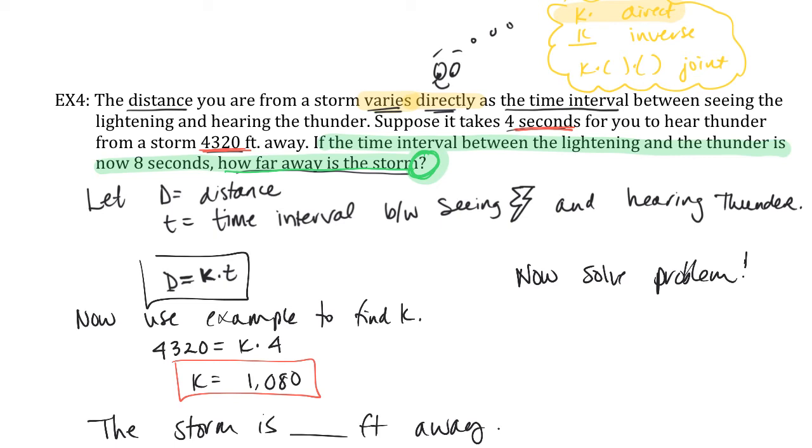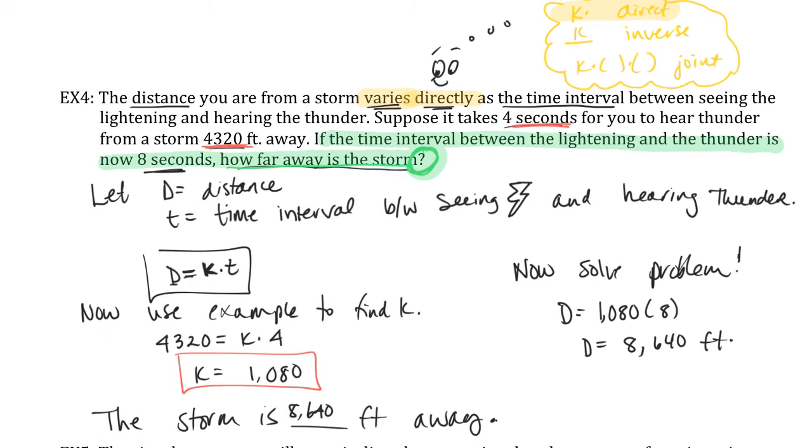Okay, so all this work and I haven't even solved the problem yet, but that's okay, right? Now we need to know the distance. K is 1,080 and our time is 8 seconds. So just multiplying those out, and we get that the storm is 8,640 feet away. 8,640 feet away, so not quite 2 miles. And I wrote my answer in a complete sentence, including units with a period at the end. Now I'm done. Okay, let's try another one.